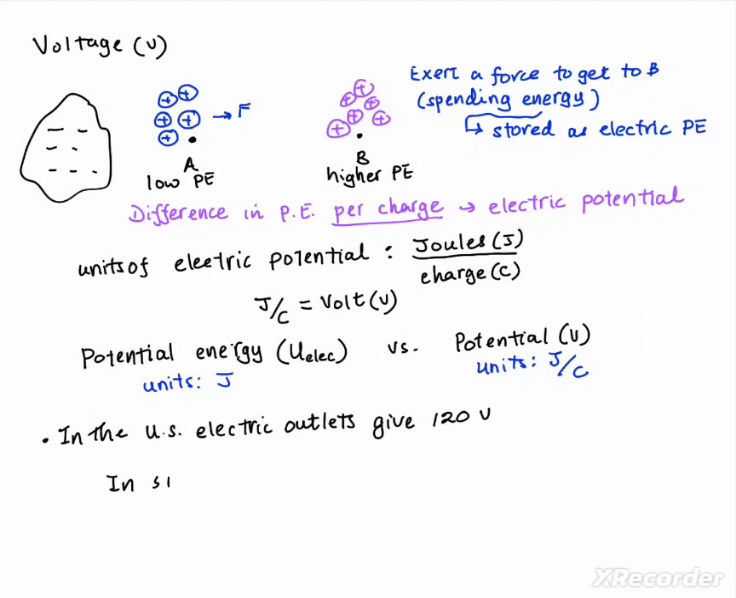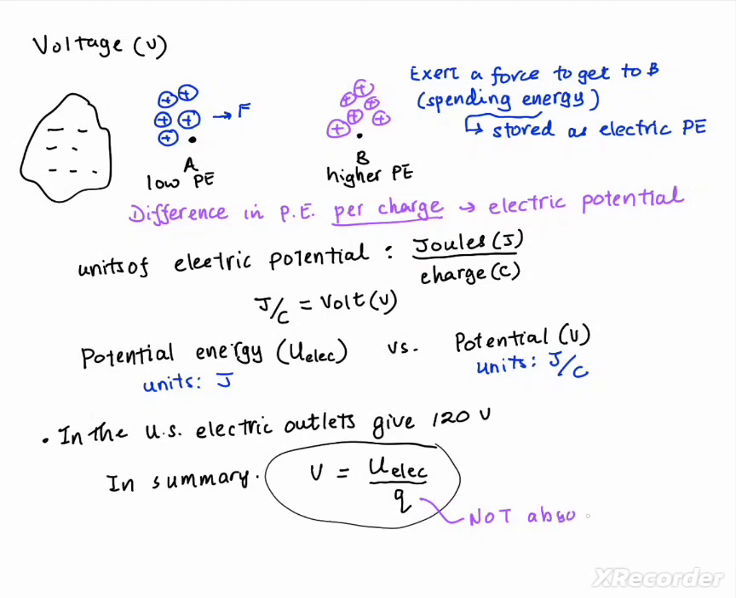So in summary, we have V, which is our electric potential, equal to U elec, which is electric potential energy, per charge Q. Something to note is that this Q is not an absolute value. What that means is that the value of V can be negative because Q can be negative. So this is the relationship between electric potential energy and electric potential.